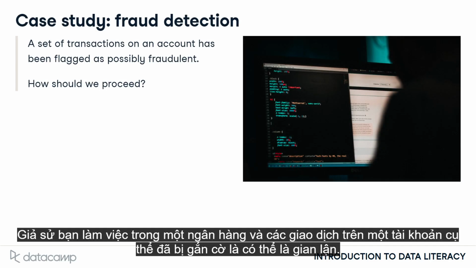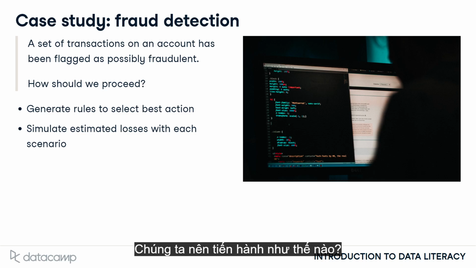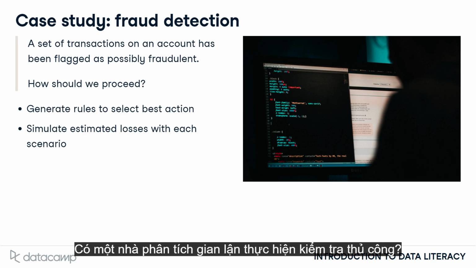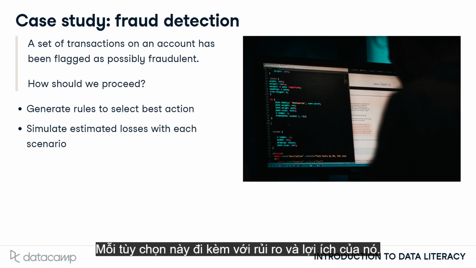Suppose you work in a bank and transactions on a particular account have been flagged as possibly fraudulent. How should we proceed? Block the account? Call the customer to double-check the transactions? Have a fraud analyst do a manual check? Each of these options comes with its risks and benefits.